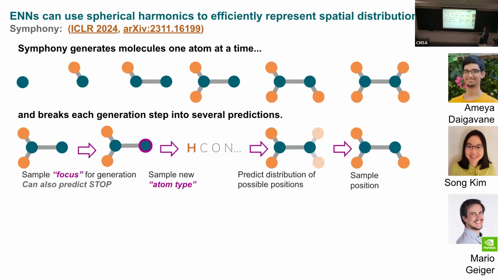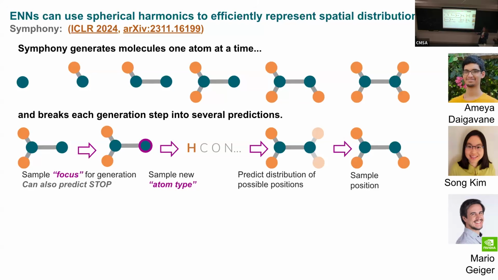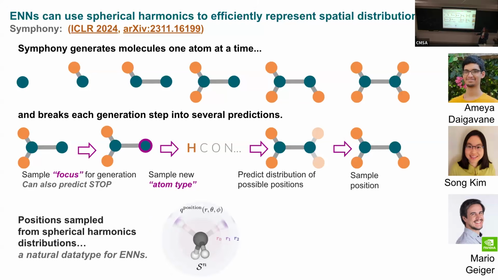into several sub-predictions. First, given a fragment, the atoms vote and they say, who wants a neighbor? And so they vote, and this guy gets a neighbor. And they say, okay, what type of atom do you want? Okay, it wants a hydrogen. Great. Then we predict the distribution of possible positions for that hydrogen atom, and then we sample. And so this is going to be stochastic, but it has several nice properties. So we're using spherical harmonics to express this spatial distribution.